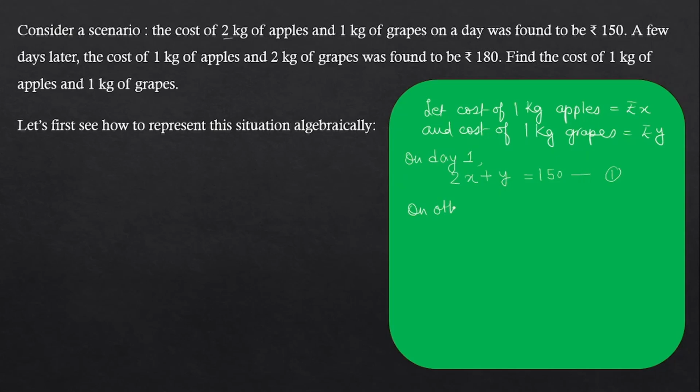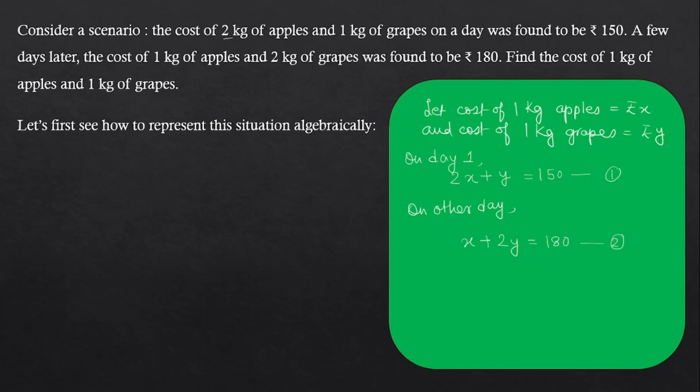Similarly, on the other day, we try to find out the equation. It says cost of 1 kg of apples and 2 kg of grapes was 180 rupees. So, the cost of 1 kg of apples is X, the cost of 2 kg of grapes will be 2Y, and together the cost is 180 rupees.